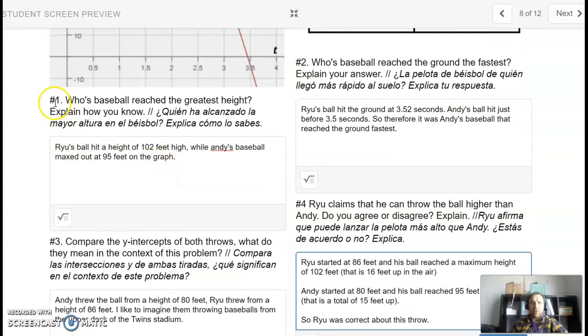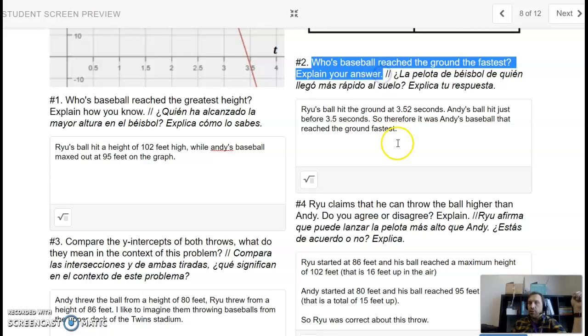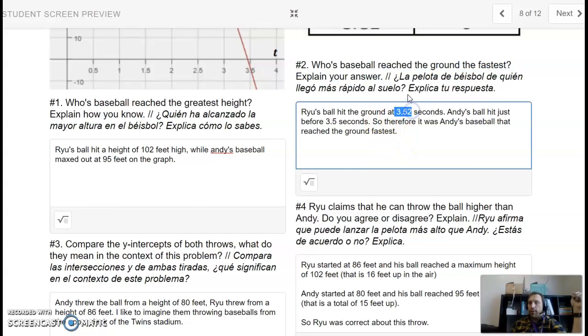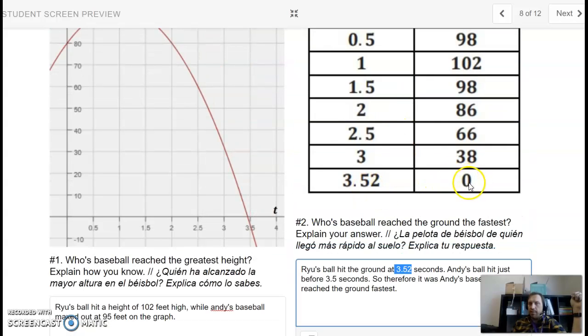So here are the answers. Whose baseball reached the greatest height? Well, Ryu hit 102 feet. Andy's baseball maxed out at 95 feet. Whose baseball reached the ground first? We said Ryu's hit at 3.5 seconds, or 3.52, it hit 0. Andy's hit just before 3.5.